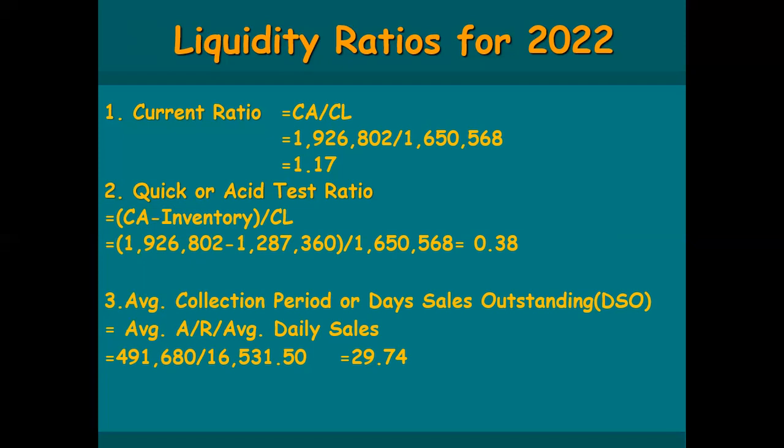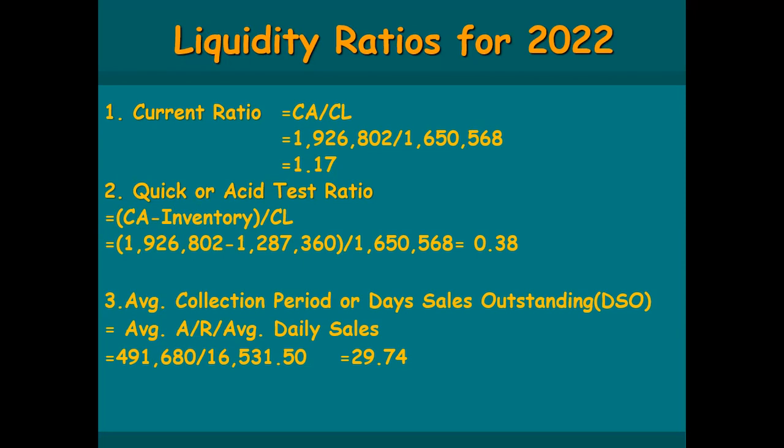It means net of inventories, company is not able to meet the current liabilities. In other words, we can say the company does not have the ability, net of inventory, to meet current liabilities requirements. It may be because of the losses.